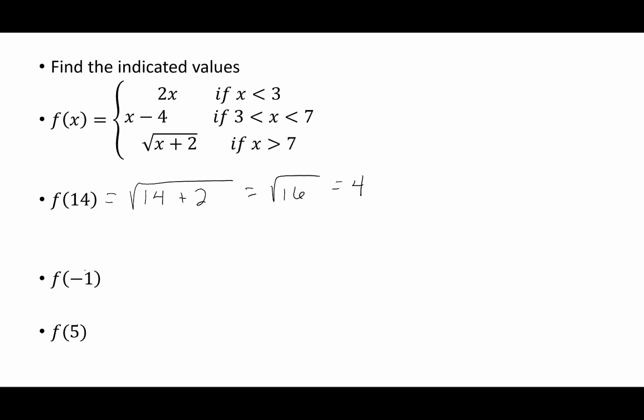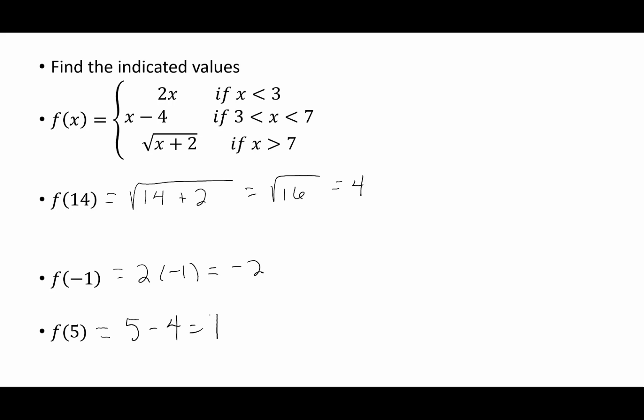Let's try the next one. It says negative 1. So is negative 1 less than 3? Absolutely. So I'm going to do 2 times negative 1, which gives me negative 2. My last one, 5. Is it less than 3? No. Is it between 3 and 7? Yes. So I'm going to do 5 minus 4, which is 1.